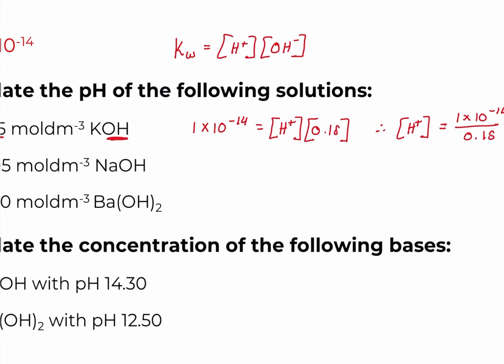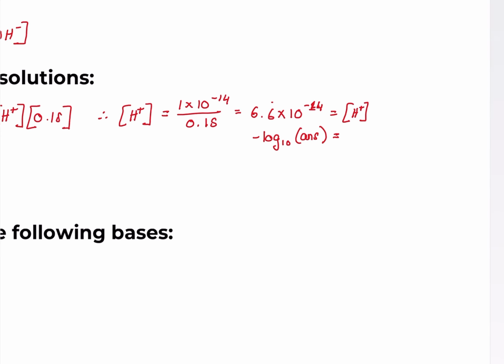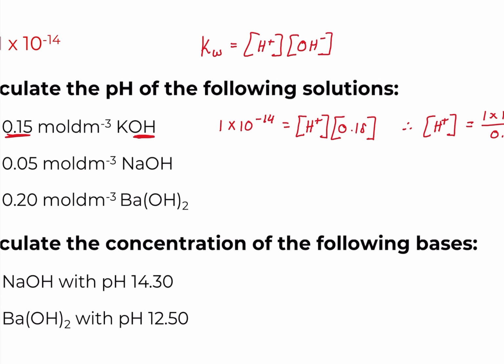Now, it says calculate the pH. We know that when we know the hydrogen ion concentration, we can just negative log base 10 our answer, and that would get us our pH. So if we negative log base 10 our answer, we would get an answer of 13.18 to 2 decimal places. Okay, and that's our answer there.